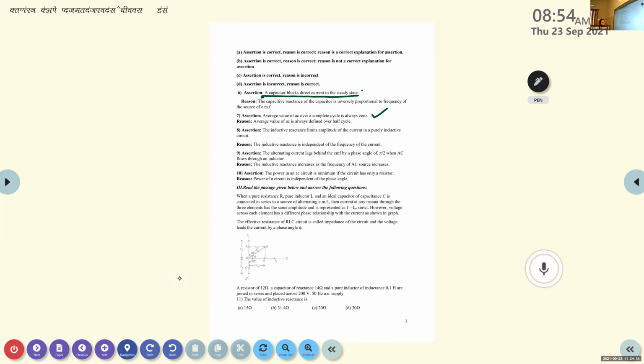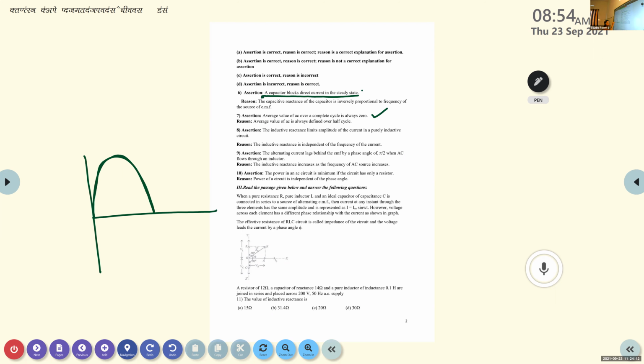But the reason is not the correct explanation for the assertion. So once again, I will explain. Assertion is this: average value of AC over a complete cycle is always 0. If we are taking the average value of AC, it contains only this portion.